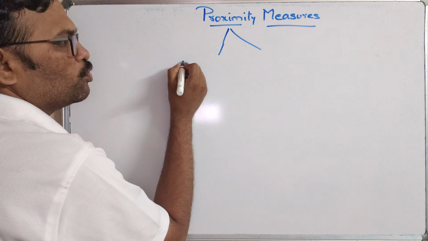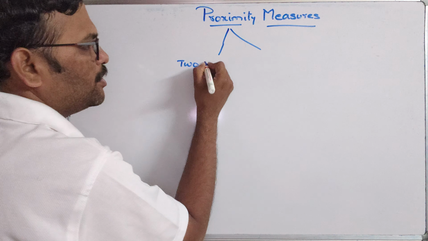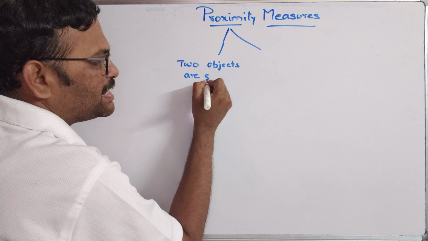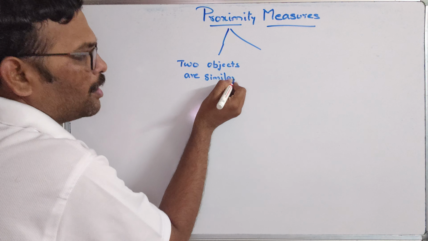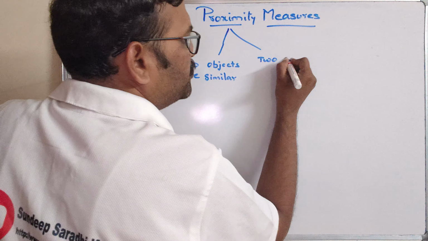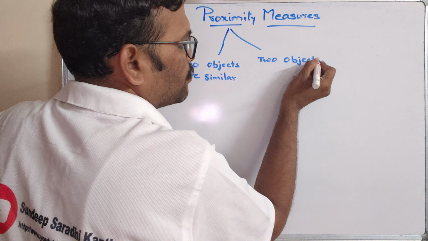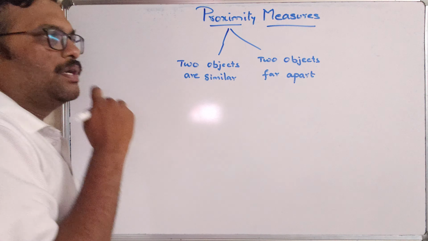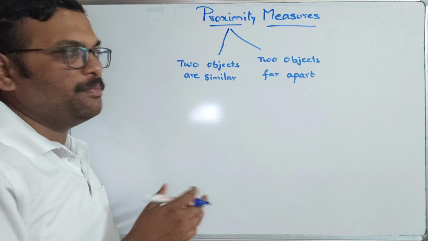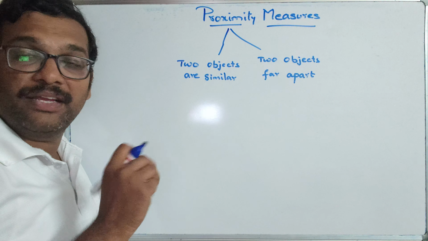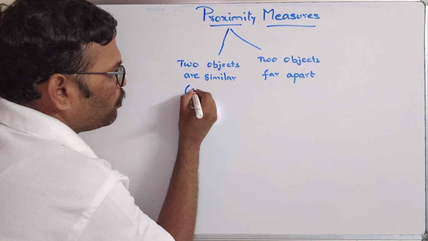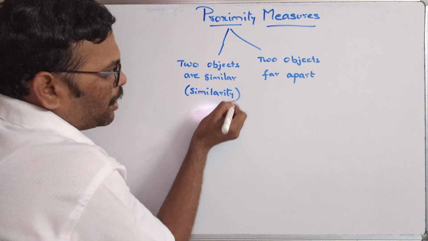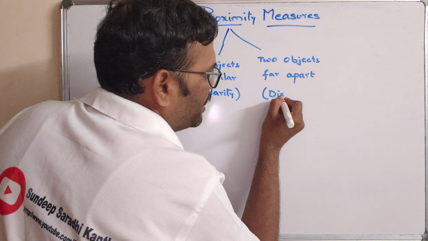Whether two objects are similar, or two objects are far apart. So here the word proximity means comparing two objects and giving the similarity. So this we call a similarity measure, and this we call a dissimilarity.